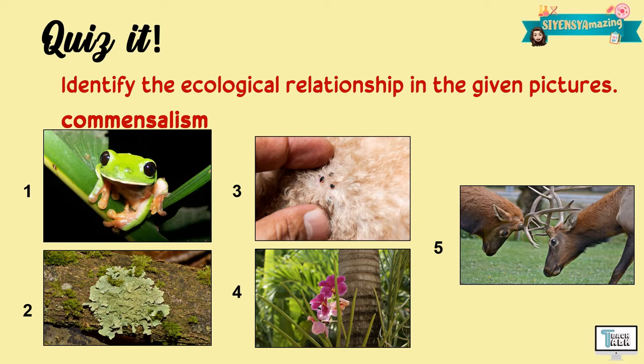If you can remember, this is a lichen. Ano nga ulit ang relationship ng mga organisms na makikita sa lichen? It is mutualism between an algae or cyanobacteria and a fungi. Number 3. We can see a dog with ticks. This is parasitism. Number 4.